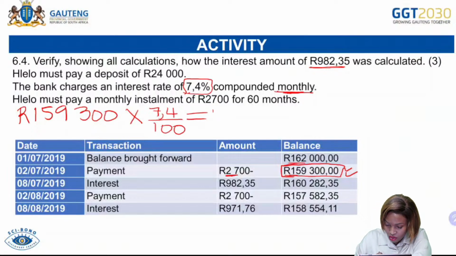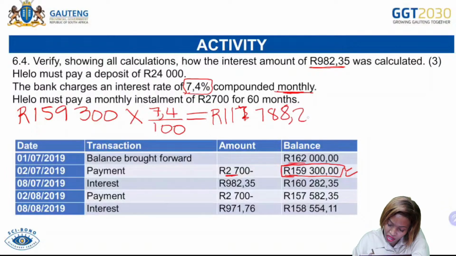This is the interest of how much? This is 117,000. No, sorry, it's 11,788 and 20 cents. But remember, this is the interest per year, but the interest is actually calculated monthly.